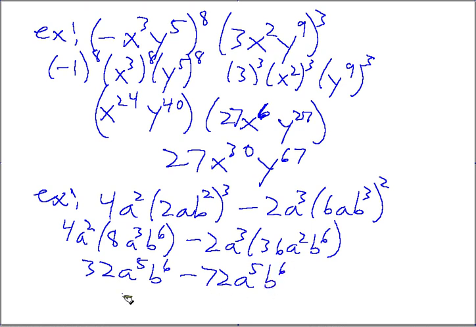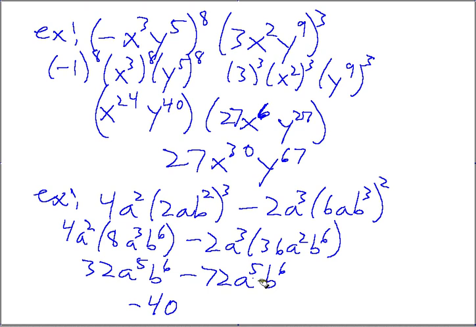Okay? So now, are these like terms? Because we can only add or subtract two terms that are alike. And in fact, yes, they are, because they have the same variables and the same corresponding exponents, as you can see. So I can subtract 32 minus 72, which is negative 40.